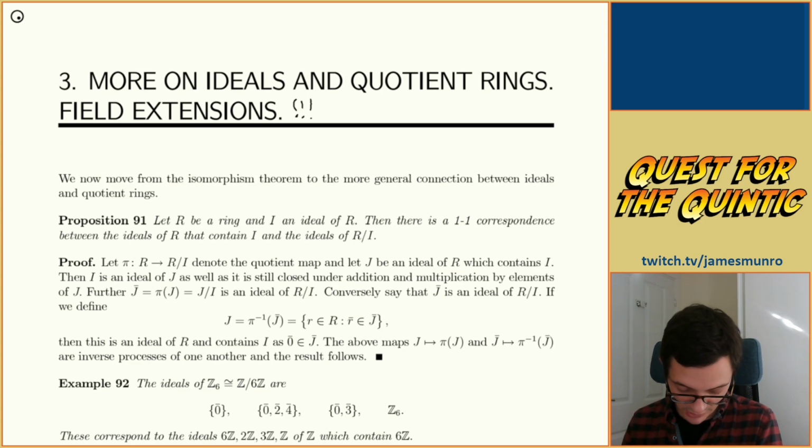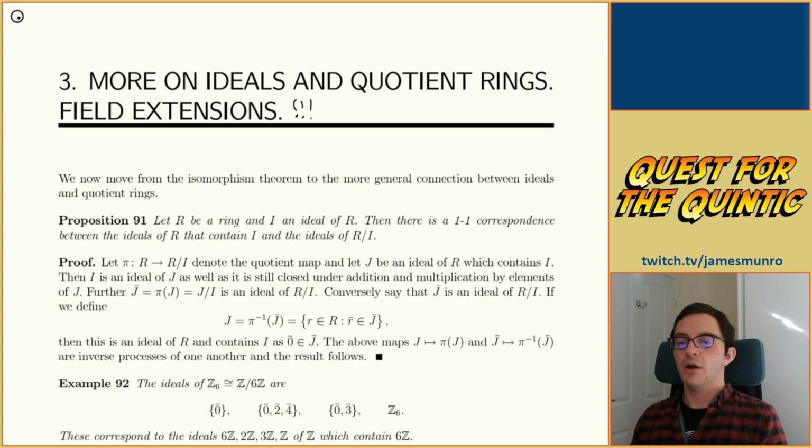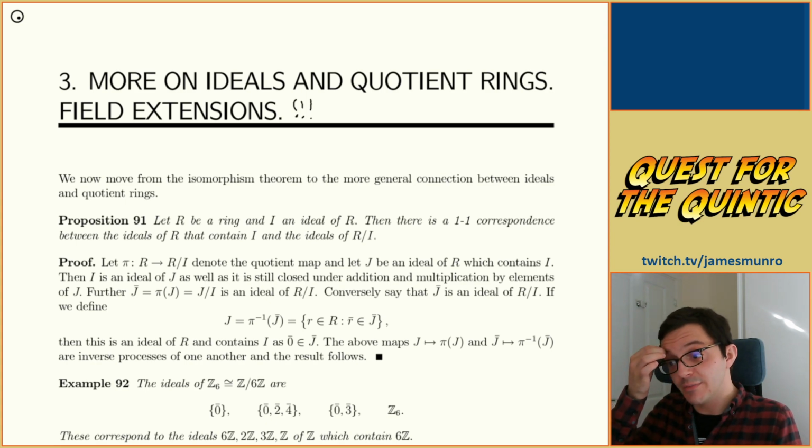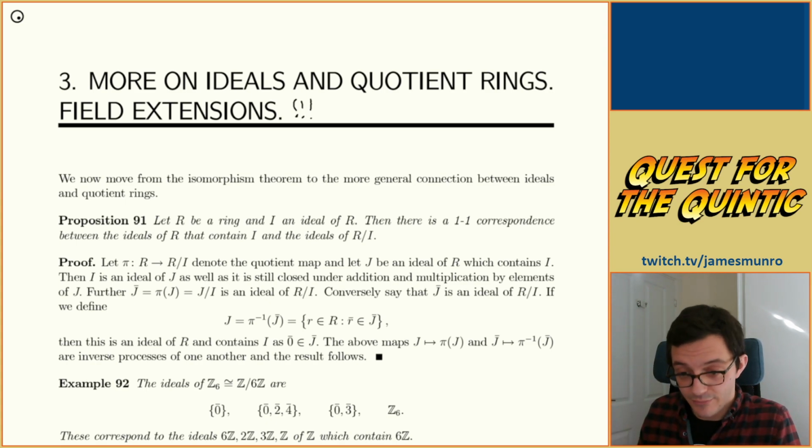The ideals of R that contain I and the ideals of R quotient I. So if you contain I, then I think maybe you just contain a few other things as well, but this makes it sound like you contain loads of stuff, because an ideal of R quotient I sounds quite large. I is an ideal of J, oh my goodness. As it's still closed under addition and multiplication by elements of J. Phew. Further, oh my goodness.